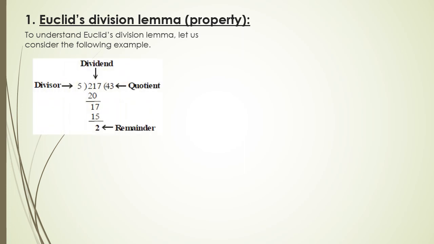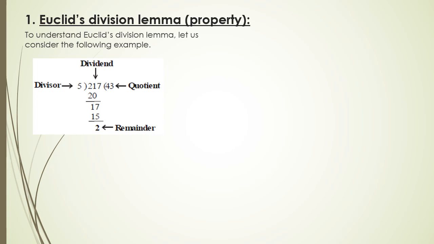Suppose we are dividing 217 by 5. By using the long division method, we can do the division in the following way. When we divide 217 by 5, the quotient will come 43 and the remainder will come 2. Now here 217 is called the dividend, 5 is called the divisor, 43 is called the quotient, while 2 is called the remainder in this division.